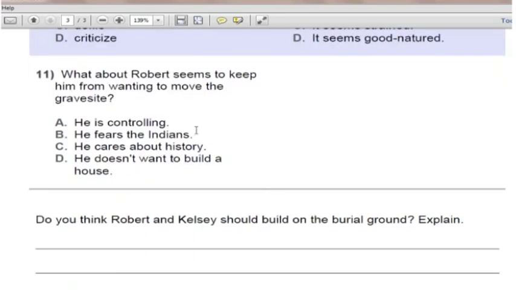Question number 11 is, what about Robert seems to keep him from wanting to move the grave site? A. He is controlling. B. He fears the Indians. C. He cares about history. D. He doesn't want to build a house. The answer is option C.